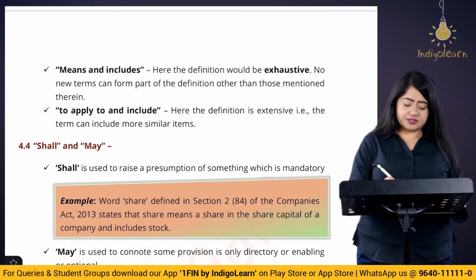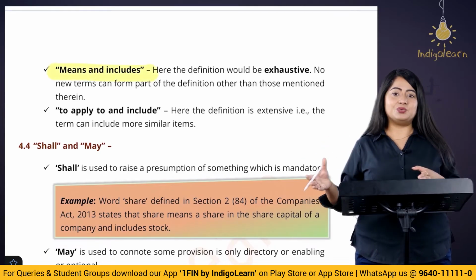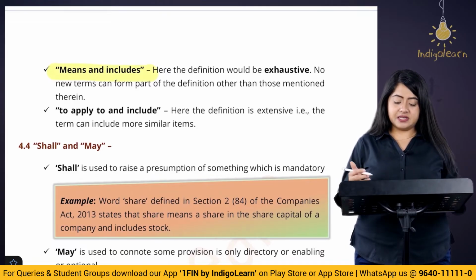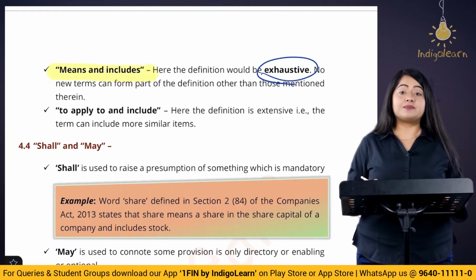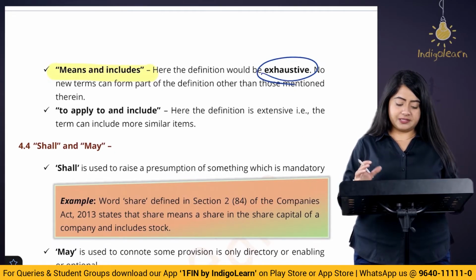Now sometimes in the enactment, the words means and includes are both written together. Okay, means and includes. In that case, we give more preference to the word means, and accordingly this definition becomes exhaustive. That means it does not include anything beyond what is stated in the definition, right?